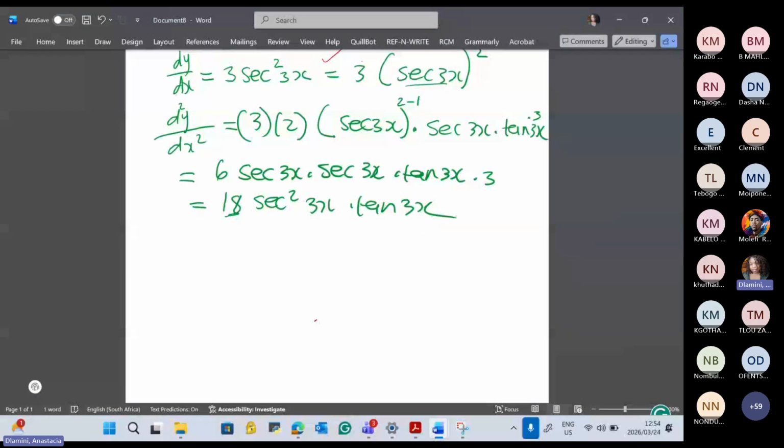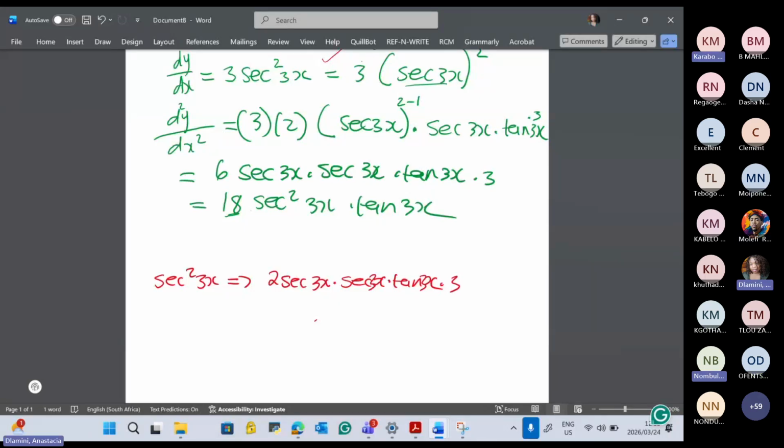Can we differentiate sec squared 3x separately? What's the derivative there? Is it 2 sec 3x, right? Times sec x tan x. Oh, times 3 here, sorry. Times 3. Guys? Hello? Yes, ma'am, that's correct. That's what caught us out.